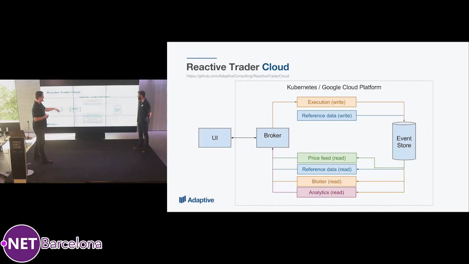Reference data is, again, the currency. So we've written into EventStore the currencies we can trade on. Now we can read them out. The blotter is showing all the trades that have happened in the past. And analytics is showing the P&L and the graph and charts on the right-hand side.